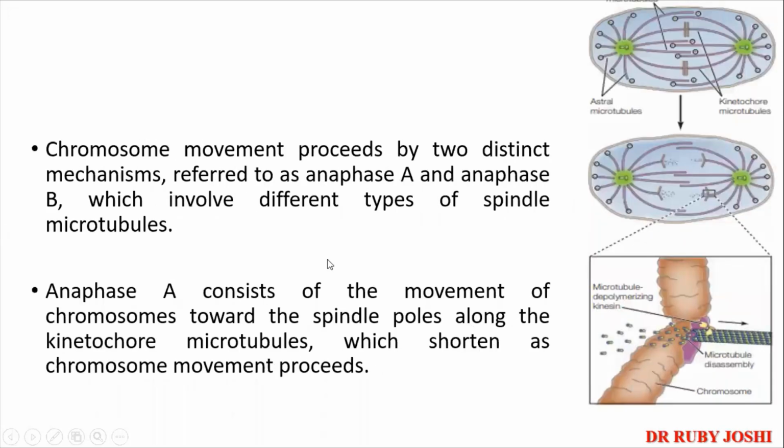Now see, chromosome movement proceeds by two distinct mechanisms, known as anaphase A and anaphase B, which involve different types of spindle microtubules. Anaphase A consists of the movement of chromosomes towards the spindle poles along the kinetochore microtubules, which shorten as chromosome movement proceeds. So what is happening in anaphase A? Kinetochore microtubules are getting depolymerized. Okay, now look at the figure.